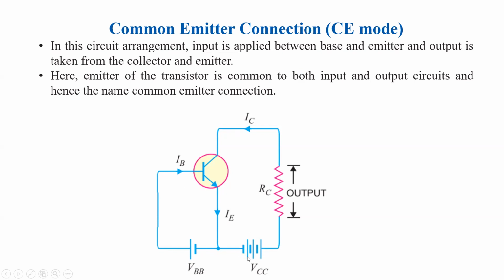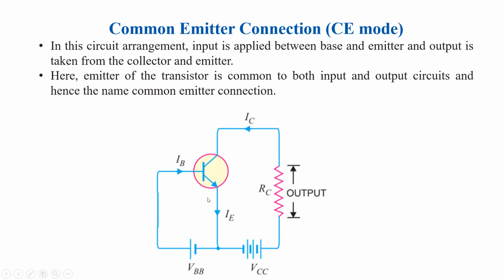Another battery VCC is connected in the circuit in order to make the collector base junction reverse biased. Here the collector is N type, so the N type semiconductor in the transistor is connected to the positive, meaning the collector terminal is reverse biased. And one extra resistance is connected to the collector, which is called the collector resistance RC, across which the output can be taken.